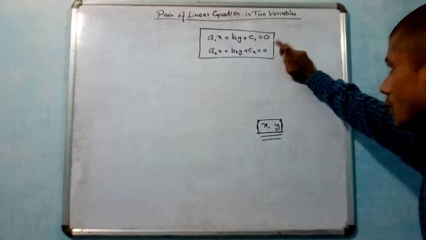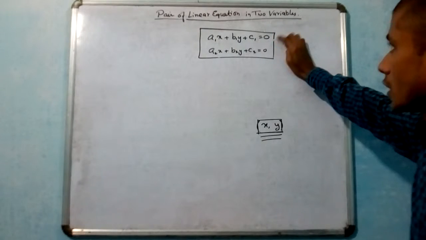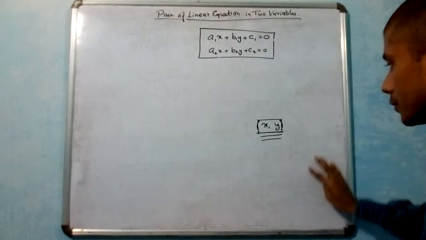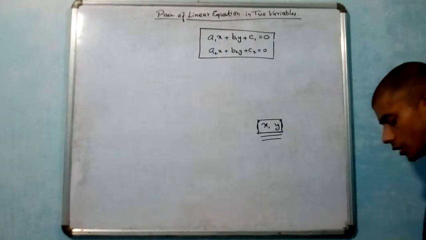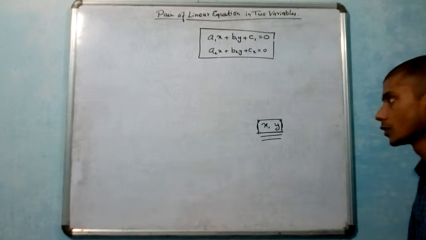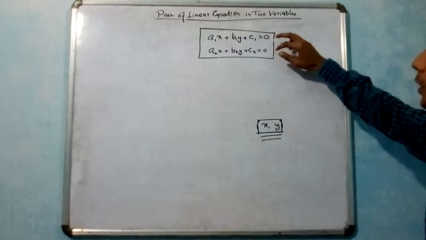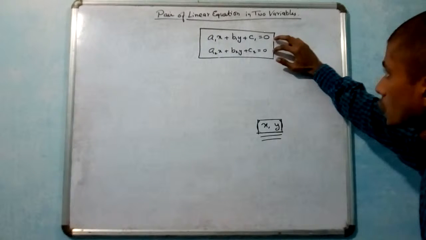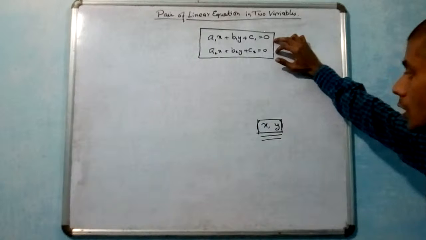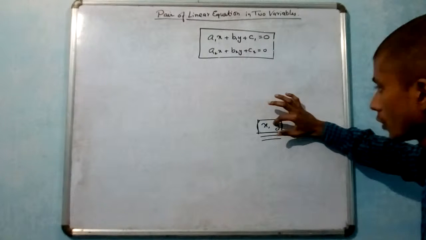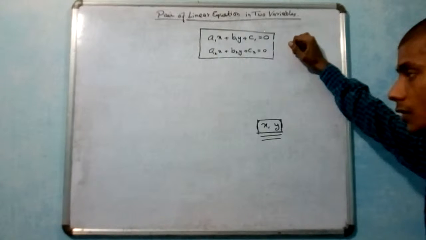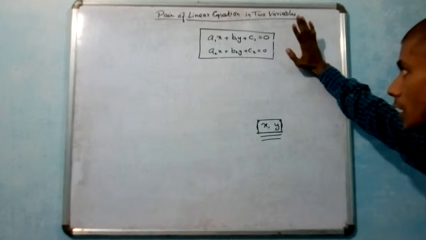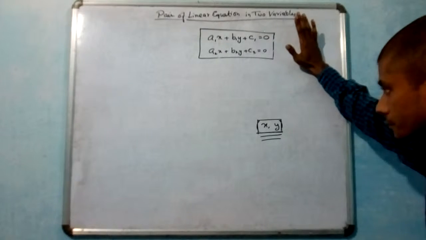Because if we take a single equation and try to find solutions, we will get an infinite number of solutions. So what do we mean by the solution of a pair of linear equations? Those values of x and y which satisfy both the equations together. Which satisfies both the equations, that only means the solution.